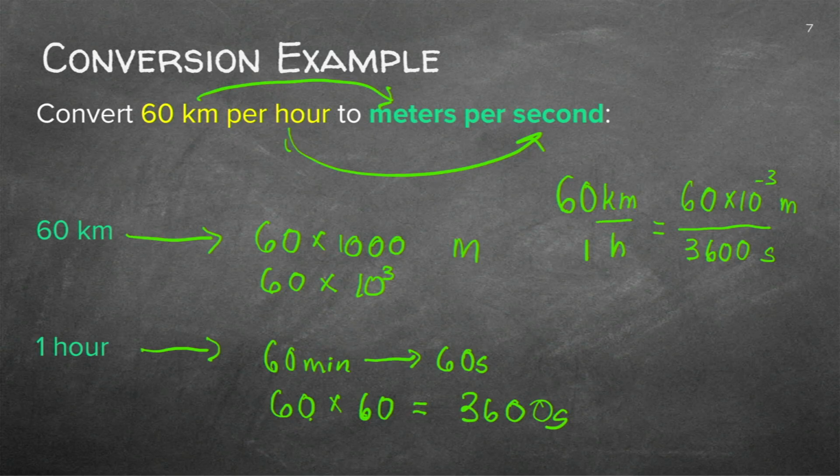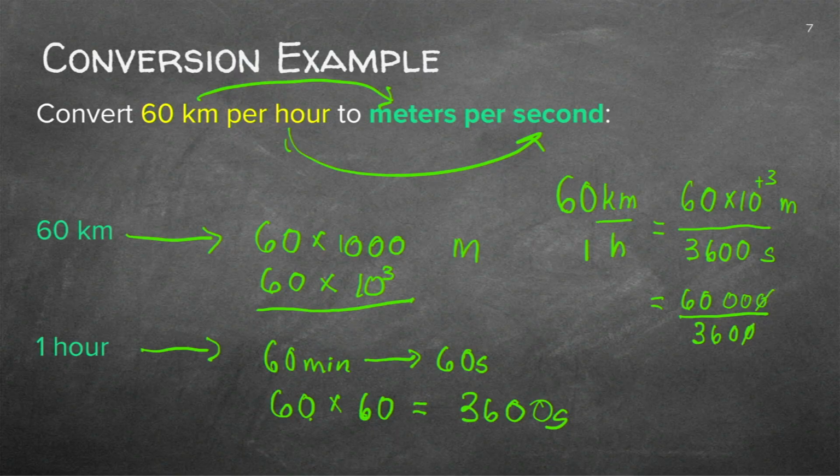Did you pick up the mistake I made? Have a look at that. That's 60 times 10 to the third. I wrote 60 times 10 to the minus 3. So sorry for that mistake. It has to be 3. 60,000 over 3,600. Let's have a look at the answer that I get.